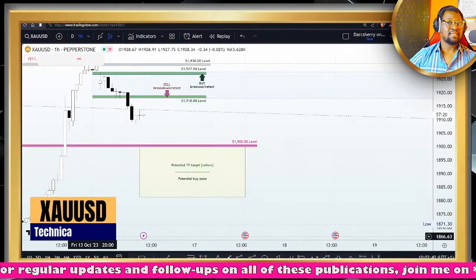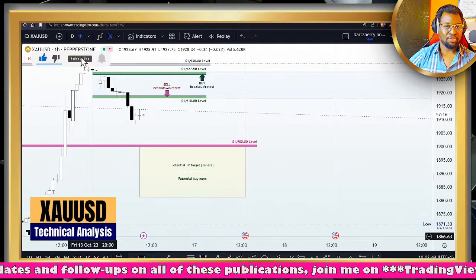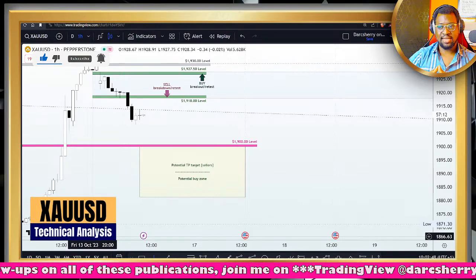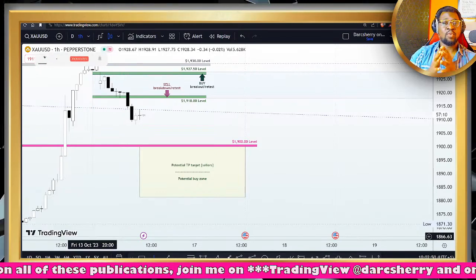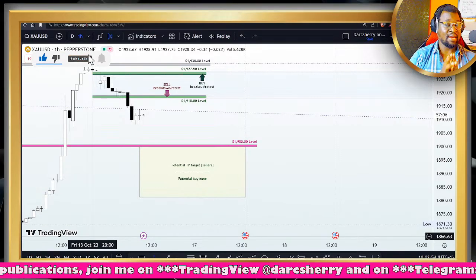So the next asset on our watch list for today is my favorite, and that is the XAUUSD, which is popularly known as the gold spot. And on the gold spot, we have quite an interesting setup currently ongoing in this market right now.